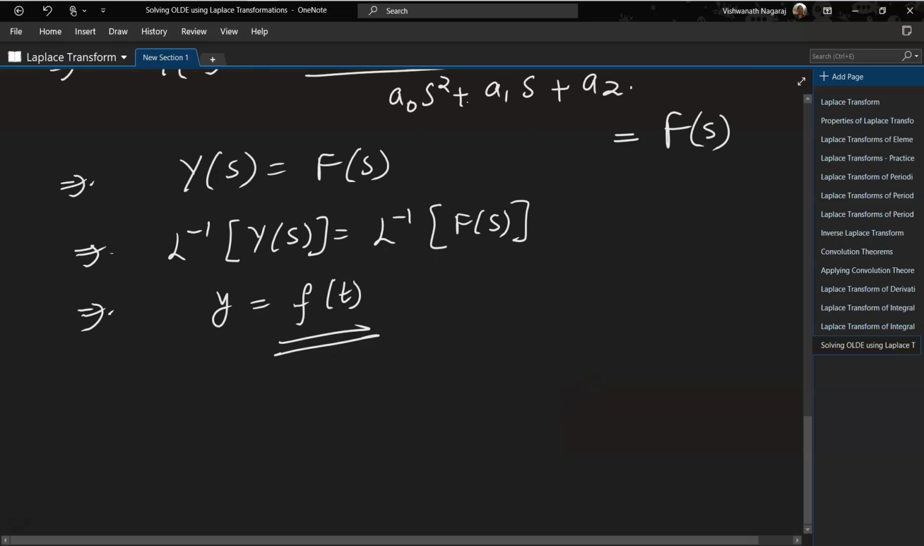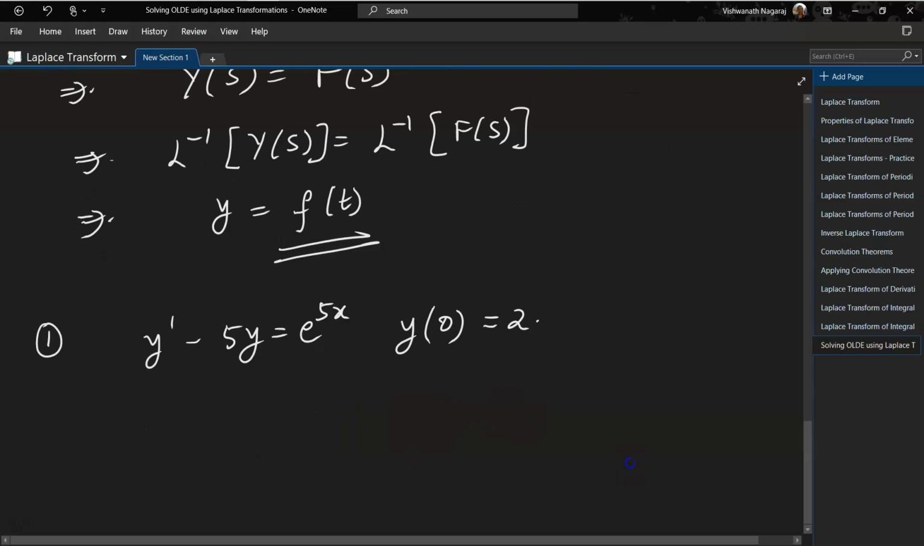Now let's do one problem to see how this works. So let's say the differential equation given to us is y prime minus 5y is equal to e to the power of 5x. And the condition that is given is y of 0 is equal to 2. Okay, so now what do we do? Take the Laplace transform of both the sides. So y prime minus 5y is equal to Laplace of e to the power of 5x.